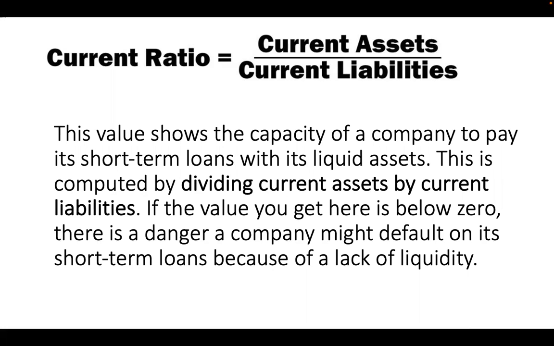If the value you get here is below 1, there is a danger a company might default on its short term loans because of lack of liquidity. अगर इससे नीचे का आ गया तो इसका मतलब है कि कंपनी के पास करंट लायबिलिटीज ज्यादा है और करंट एसेट्स कम है, तो they might fail to fulfill the short term needs of the business.